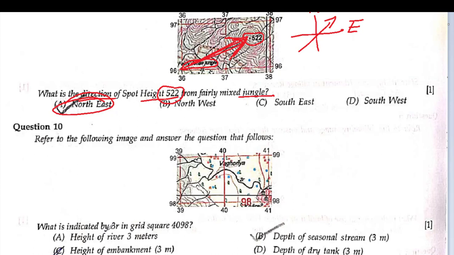Next question and the last question, what is indicated by 3R in grid square 4098? In this grid, what is mentioned by 3R? Very easy question. It is showing us the height of the embankment, that is 3 meters. Okay, C is the correct answer, height of embankment.